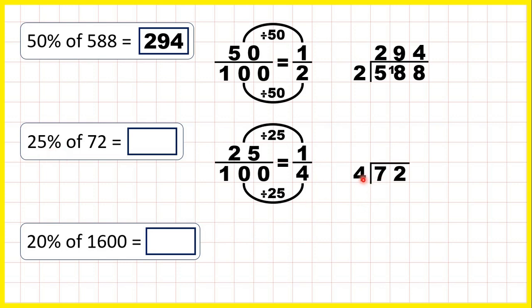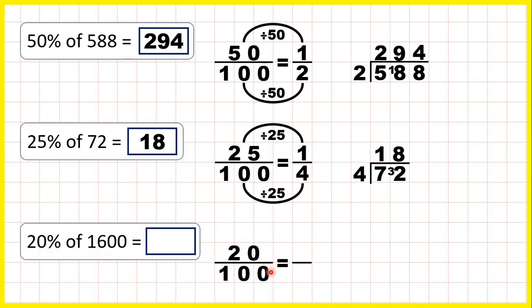7 divided by 4 is 1 remainder 3. 32 divided by 4 is 8, so our answer is 18. Now we need to find 20% of 1,600.